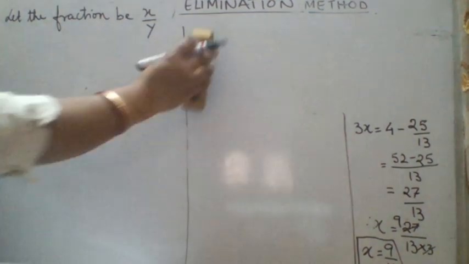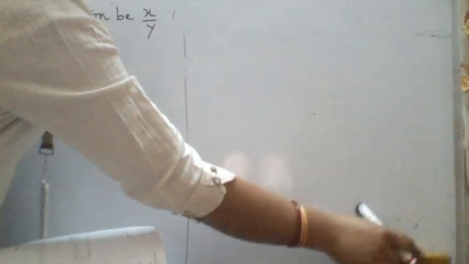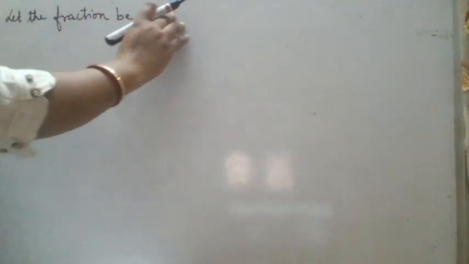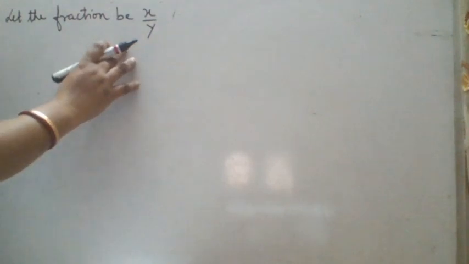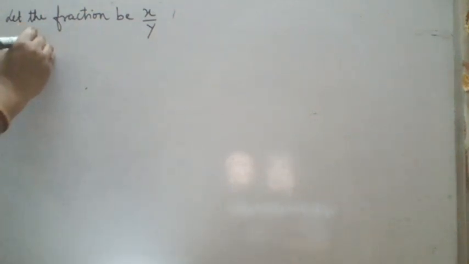That is, we assume the numerator to be x and the denominator to be y. This is how we initiate the question. We start the question: let the fraction be x upon y, or you can say let the numerator be x and the denominator be y. Therefore, the fraction is x upon y. Now, case 1. There are two different cases given according to the question.